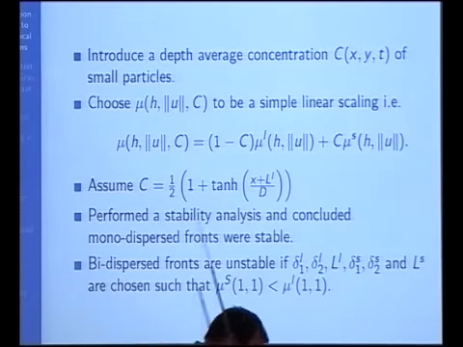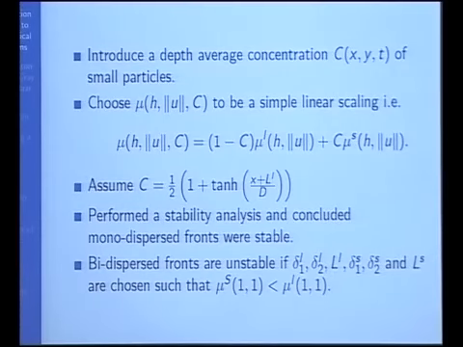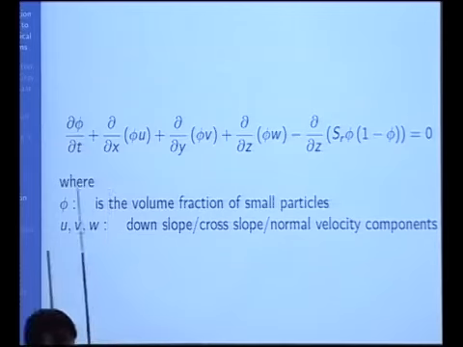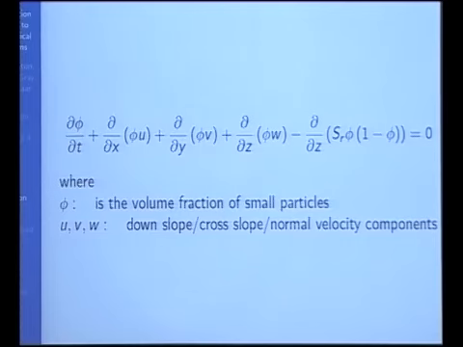And then their analysis led to the conclusion that monodispersed fronts were stable, but bidispersed fronts were unstable as long as the large material, for a given depth and velocity, was rougher. So when the large material is segregated to the front, you get more resistance, and these fronts broke down. What we're going to do, because we have a model of segregation, is remove this assumption and see if we get the same conclusions. So that's where we're going to go.